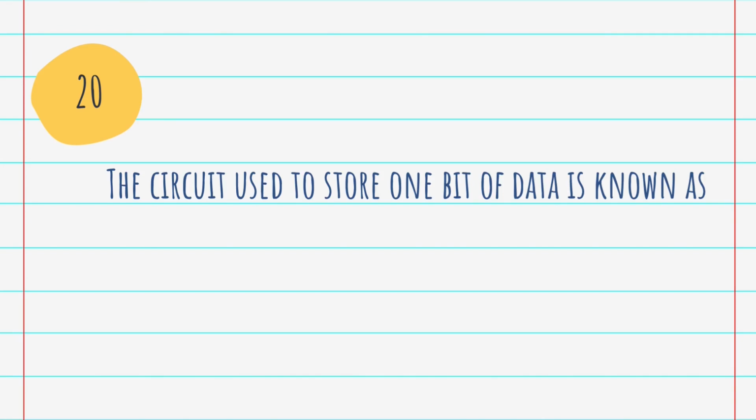Question number 20. The circuit used to store one bit of data is known as. Answer is flip-flop. A flip-flop is a device which stores a single bit, binary digit, of data. One of its two states represents a 1 and the other represents a 0. Such data storage can be used for storage of state, and such a circuit is described as sequential logic in electronics. Flip-flops can be either level triggered, that is asynchronous, transparent or opaque, or edge triggered, that is synchronous or clocked.